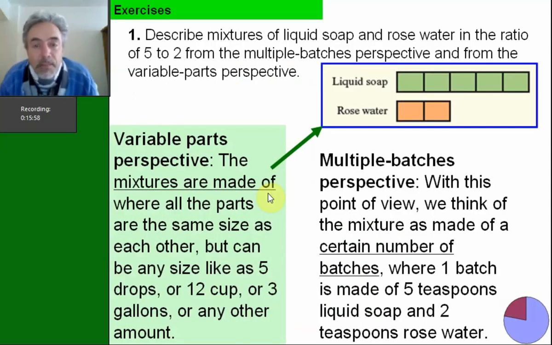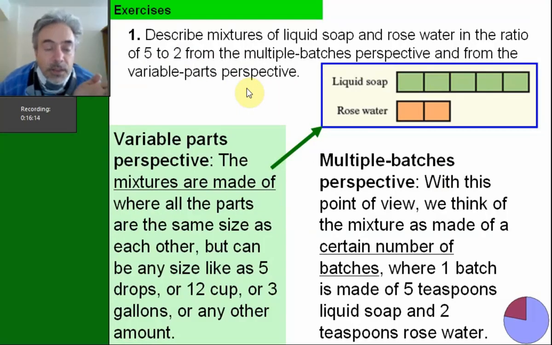So describe mixtures of liquid soap and rose water in the ratio of 5 to 2 from the multiple batches perspective and from the variable parts perspective. So remember when I talk about the batches perspective and variable parts using that slide that showed one batch and 7 cups. So it's the same thing. I'm asking you to show me how to describe this relationship in batches and in cups.